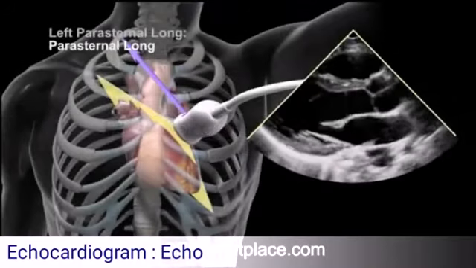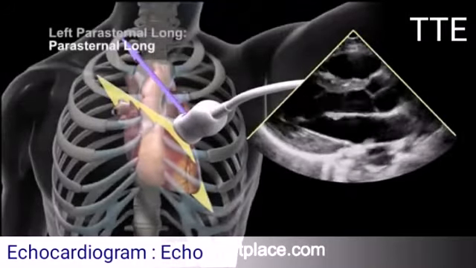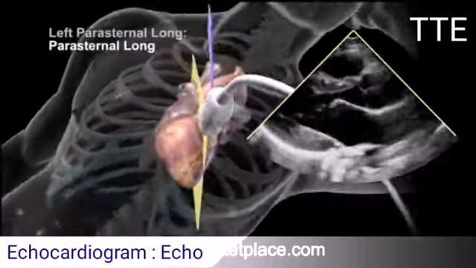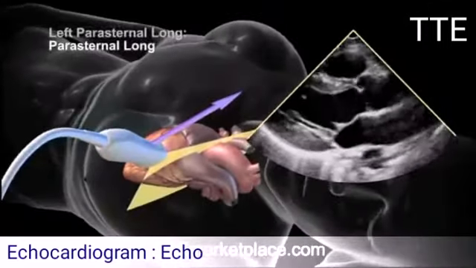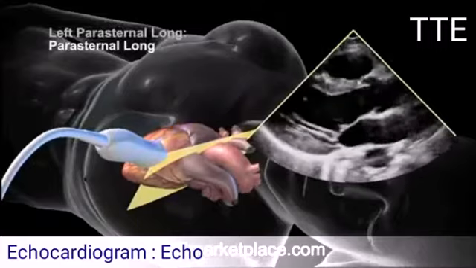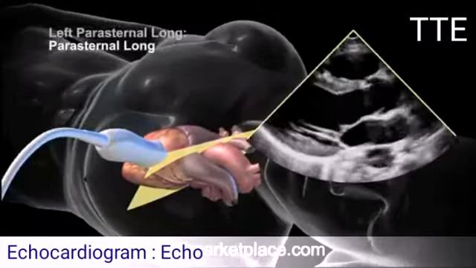The transducer indicator is aimed to face the patient's right shoulder. From the perspective of the sonographer, we will now demonstrate the relationship of each of these three views. The parasternal long view will be our starting point.